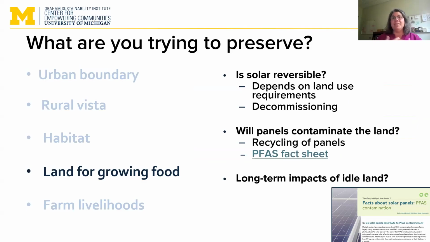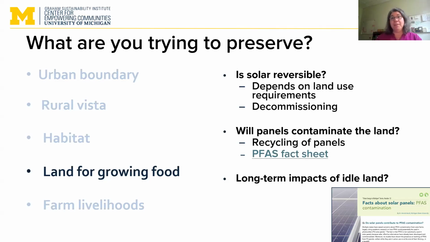As planners, one of the things that we encourage communities to think about is whether solar is reversible. And what we would say is it depends a lot on the land use requirements. If you're requiring berming, or you're requiring creating stormwater detention basins, you're moving a whole lot of topsoil that's probably not going to be farmed in the future.